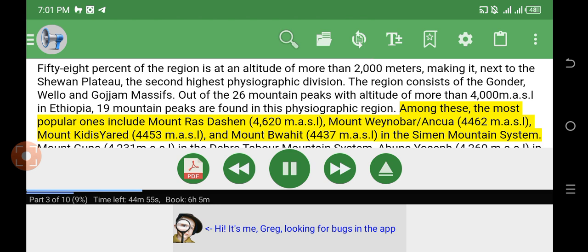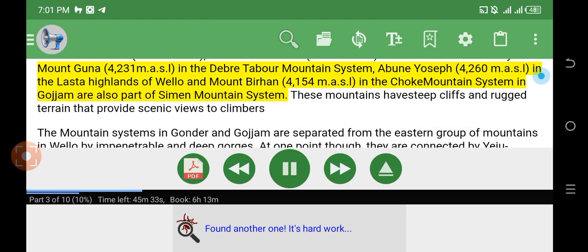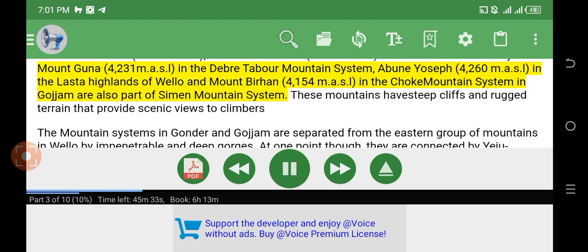Mount Guna, 4,231 meters a.s.l. in the Debre Tabor Mountain System, Abuna Yosef, 4,260 meters a.s.l. in the Lasta Highlands of Wello, and Mount Buhit, 4,154 meters a.s.l. in the Choke Mountain System in Gojjam are also part of the system. These mountains have steep cliffs and rugged terrain that provide scenic views to climbers.